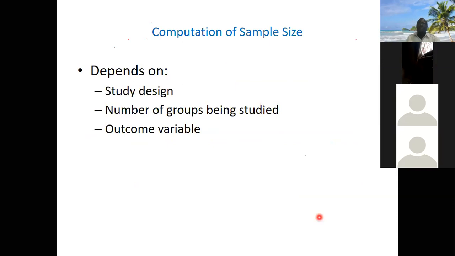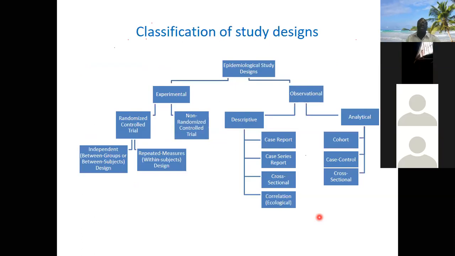Now, for you to compute sample size, the type, the approach, the formula, whatever, depends on study design. The type of study you are looking at, the number of groups being studied, the outcome variable. Those are the factors that come into play. So if you look at study design, this is just an epidemiological classification, a simple classification. I also have an alternative classification in the next slide. This simple classification is just okay. That's what many people are familiar with, and it's easier for people to conceptualize.